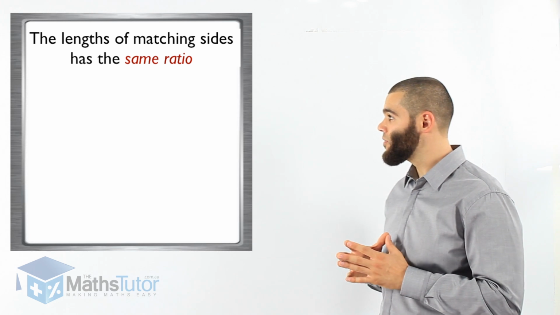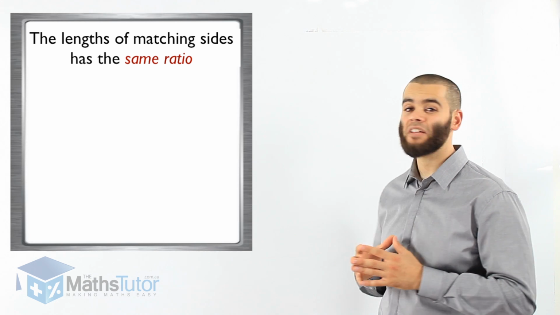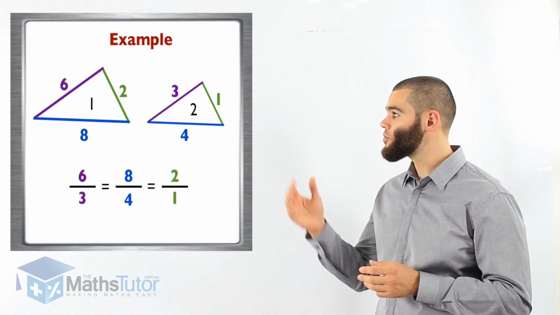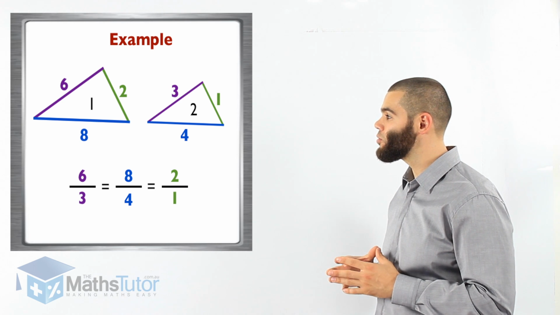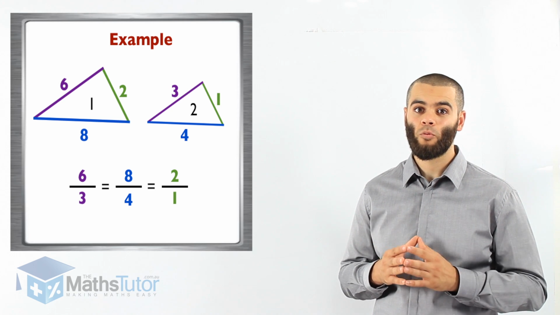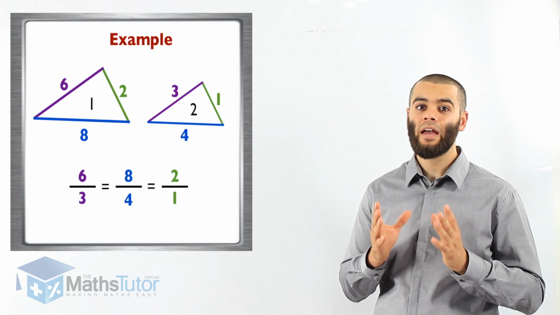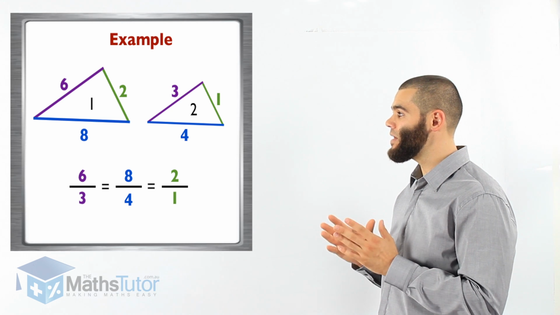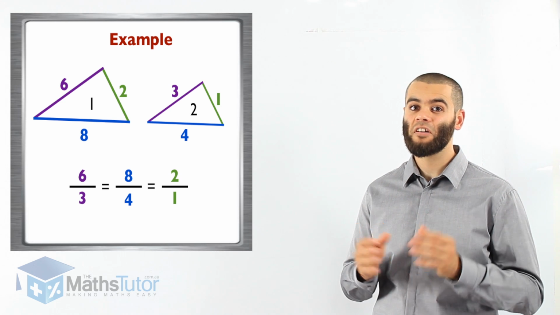So we said the lengths of corresponding sides have the same ratio. This example will make it clearer. We have triangle 1, a large triangle, and triangle number 2, a smaller triangle. We know they are both similar. We have been told they are similar figures. They have the same angles. They have angles that are matching. However, they are just different size. So same shape, different size.